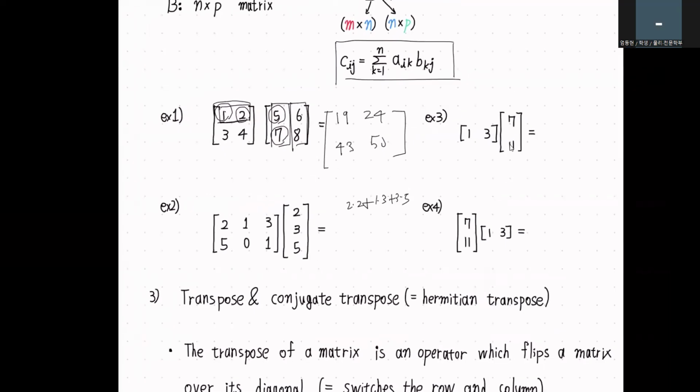And then for the first element of the second column, we have 2 times 5, add 0 times 3, add 1 times 5. So this would evaluate to around 15, basically 10, 15 right here. So you'll begin to notice a pattern.